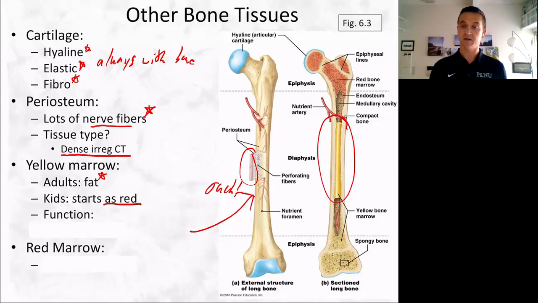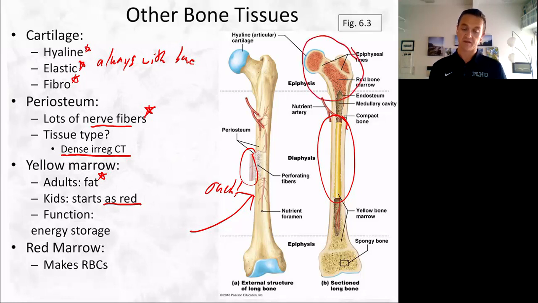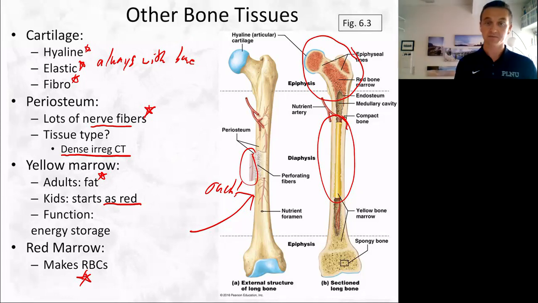But then as their blood cell lines are developed, that converts into yellow marrow, because you don't need as much red marrow. And then in adults, we have it more in the ends of our long bones, like you see there. And that red bone marrow, its main job is to make red blood cells, RBCs.